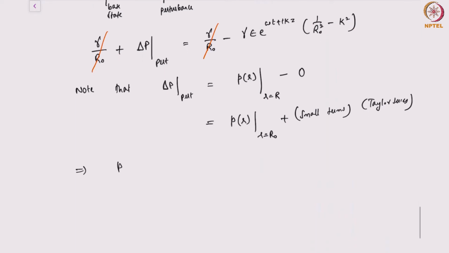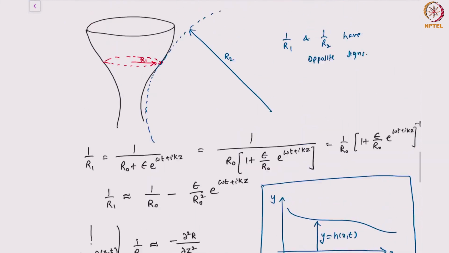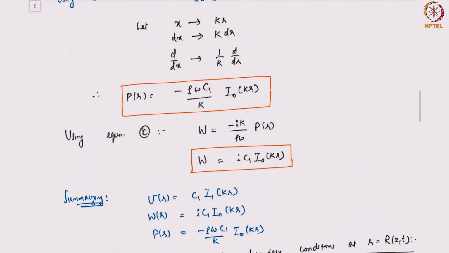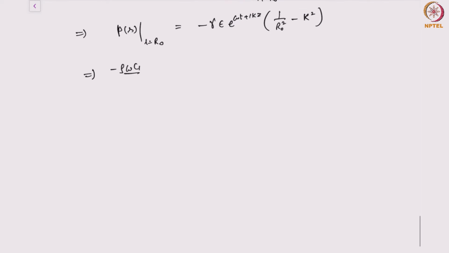So therefore I have p of R at R equals capital R naught is nothing but minus gamma epsilon e power omega t plus I k z times 1 by R0 square minus k square, right? We have already got the expression for p at R equals capital R naught. What is the expression? It is minus rho omega C1 by K I naught of KR. Alright, I can substitute this. I have minus rho omega C1 by K I naught of K R naught will be minus gamma epsilon, this is capital P times e power omega t plus I k z.